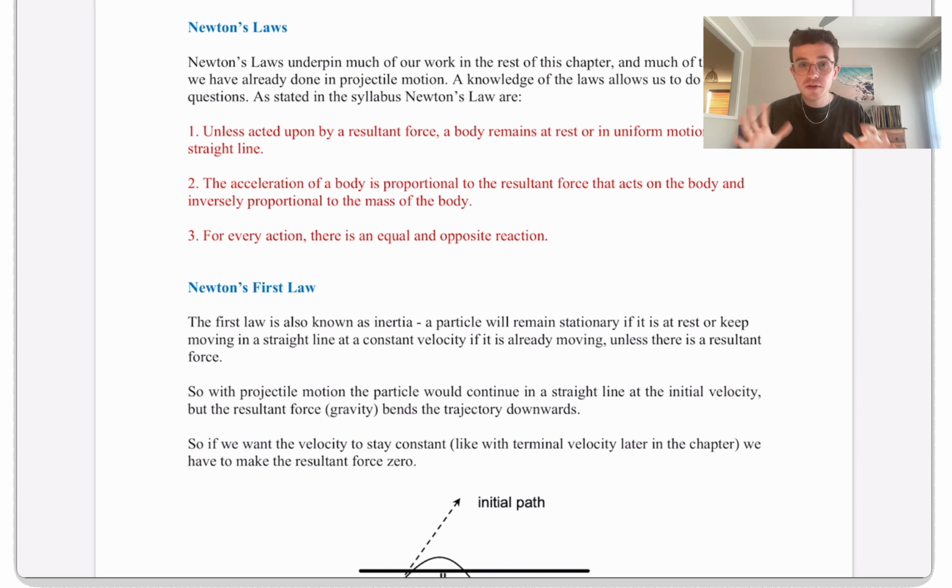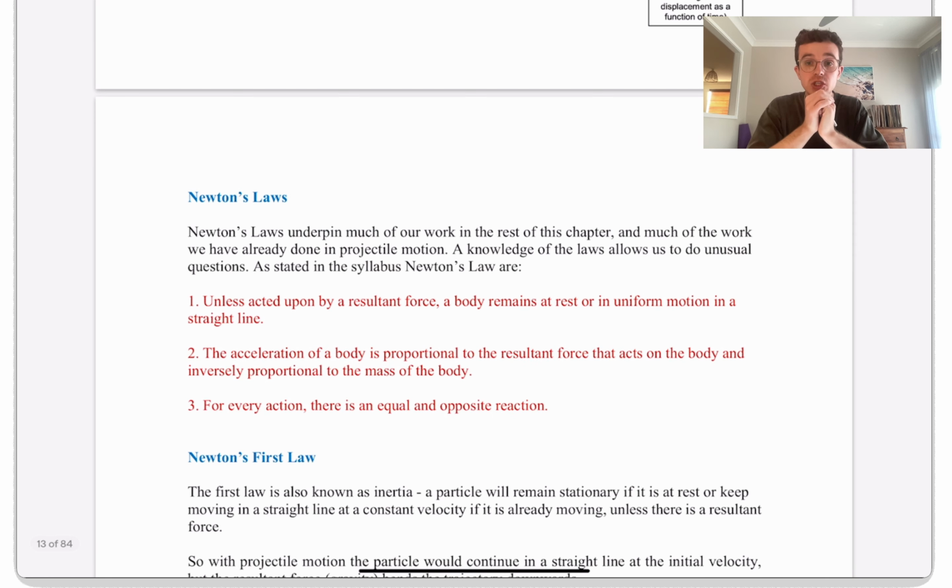A couple of things that I'm just going to quickly mention in this video, but we would have talked about this a lot in class, are Newton's laws. Newton's laws underpin much of our work in the rest of this chapter, and much of the work that we've already done in projectile motion. Knowledge of these laws allows us to do unusual questions, and they end up being a lot easier. This mechanics topic is actually quite an easy topic. It just can be overcomplicated with the words, but if you understand these laws, it really simplifies what we're doing.